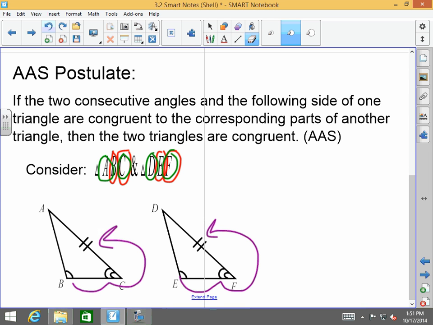I really appreciate that. So again, my brothers, if two consecutive angles and the following side of one triangle are congruent to the corresponding parts of another triangle, then the two triangles are congruent. And it will always flow either clockwise or counterclockwise. In our example, it was flowing counterclockwise. Very, very good question, by the way.